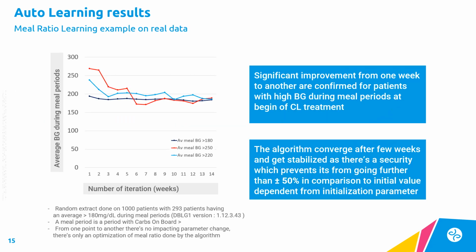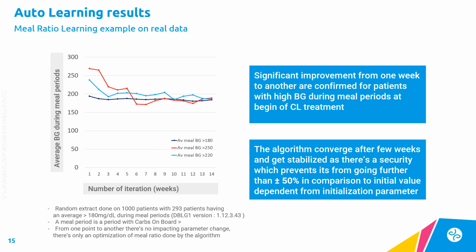You have here the result of the meal ratio learning on a few hundred patients that have an average blood glucose level higher than 180 mg per deciliter the first week. The only change we have from one week to another is the optimization of meal ratio, as it has been optimized by the algorithm without any manual parameter change.